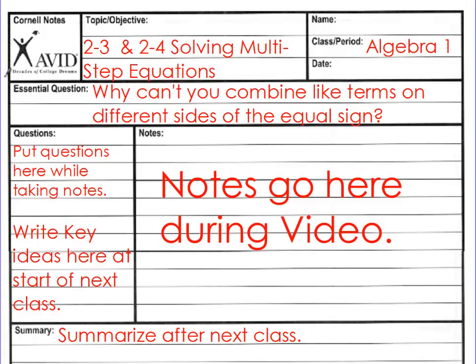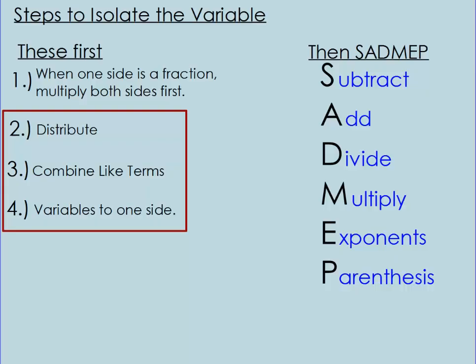Welcome, Algebra 1. This is sections 2-3 and 2-4, solving multi-step equations. The essential question is, why can't you combine like terms on different sides of the equal sign? Let's begin. So, in the last two sections we've been talking about this reverse order of operations to isolate variables. It's all about isolating the variable.